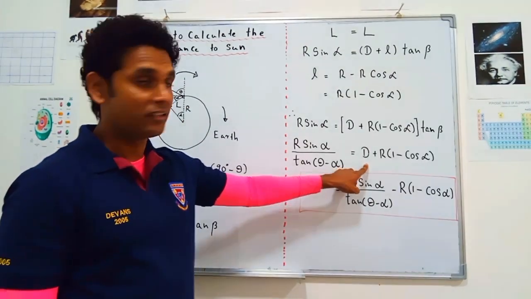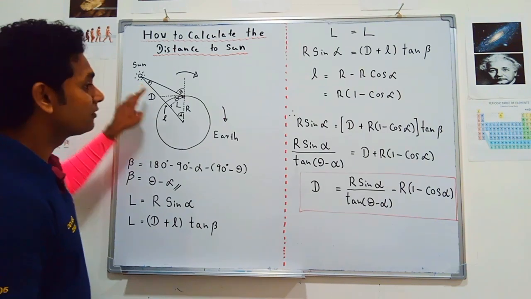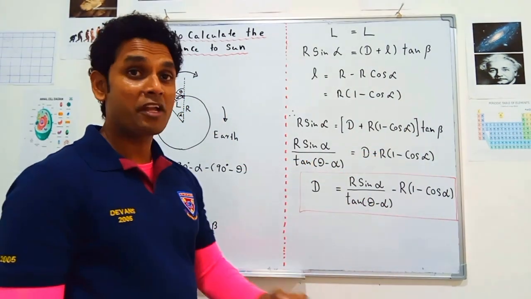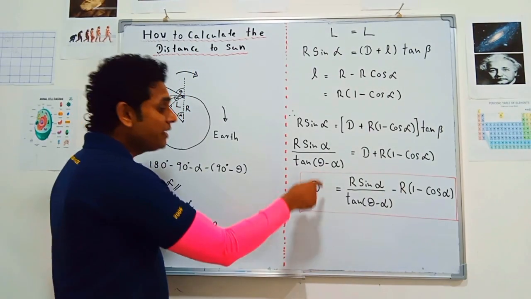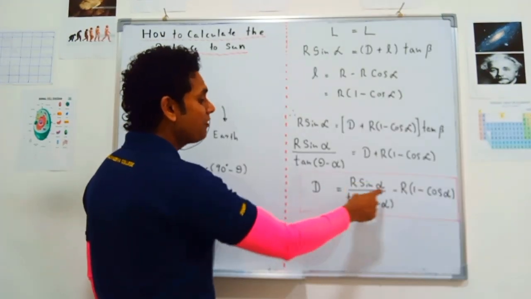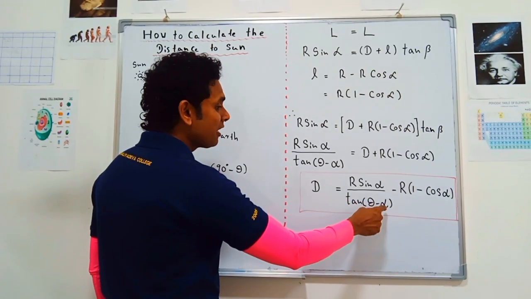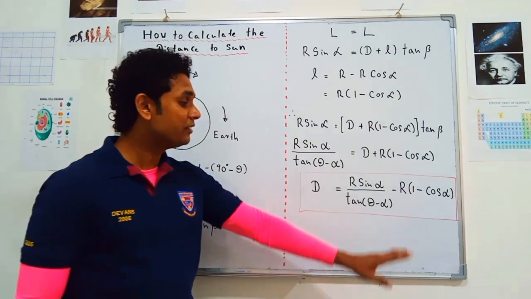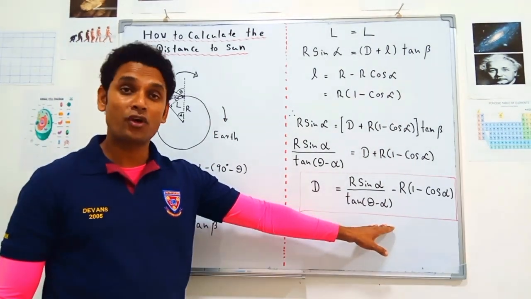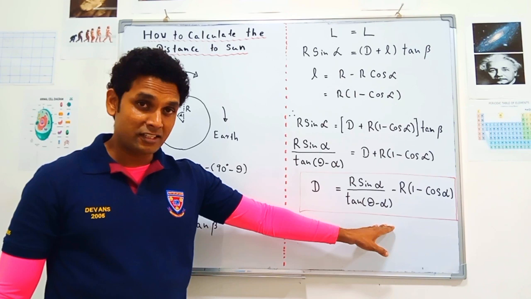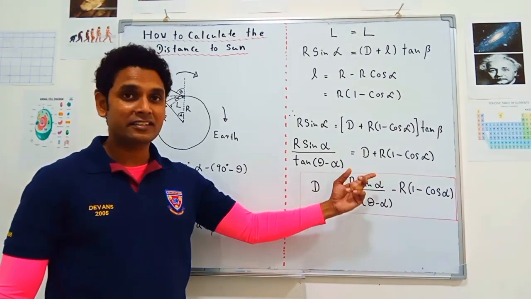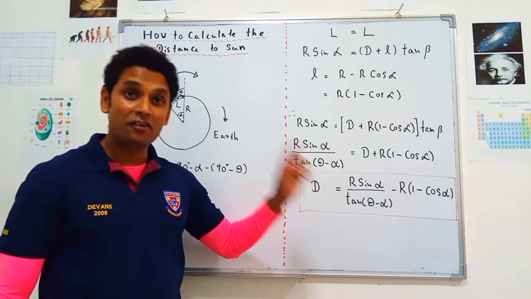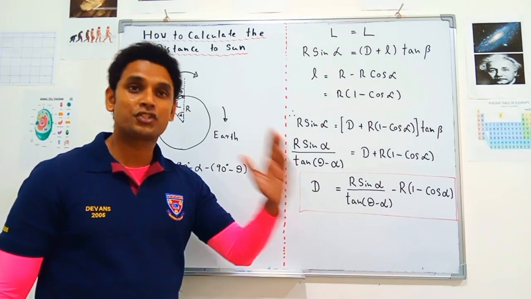Finally, we keep D on one side because that is the one we want to calculate: the distance from the Earth's surface to the Sun. So that we can isolate it, we take all the other things to one side and make D the subject. D is equal to R sin alpha divided by tan(theta minus alpha), minus R(1 minus cos alpha). This is the equation that we are going to use to calculate the distance from the Earth's surface to the Sun in the next step, by using numeric values of theta, alpha and R. Let's move on to that calculation part soon.